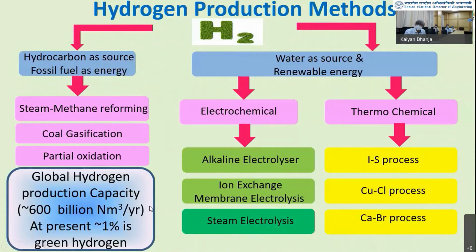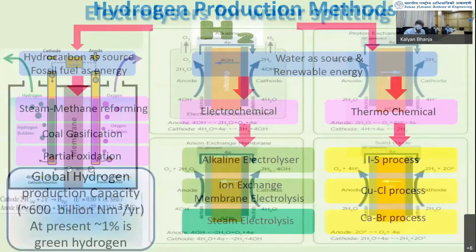Now here, on green hydrogen production, I'll be talking only about the electrochemical production of hydrogen. And that too, all three systems: alkaline electrolyzer, ion exchange membrane electrolyzer, and steam electrolysis, BARC is working on that. Out of these, the first two are already matured, and people are talking about only these two technologies for green hydrogen production at present.